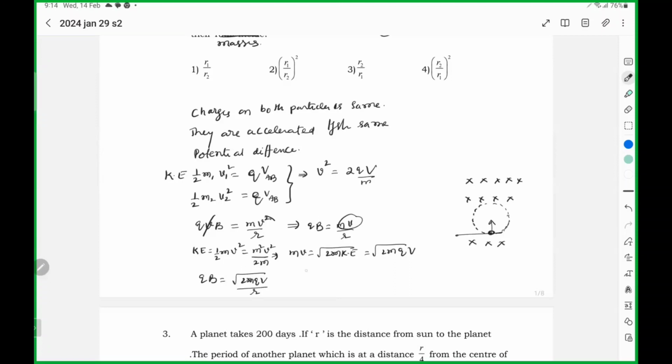Here charge is same, both sent in same magnetic field. This is also same. And potential difference applied on charged particle is same. That means r is only proportional to the root of mass. So m is proportional to r square. So m1 by m2 is r1 square by r2 square.